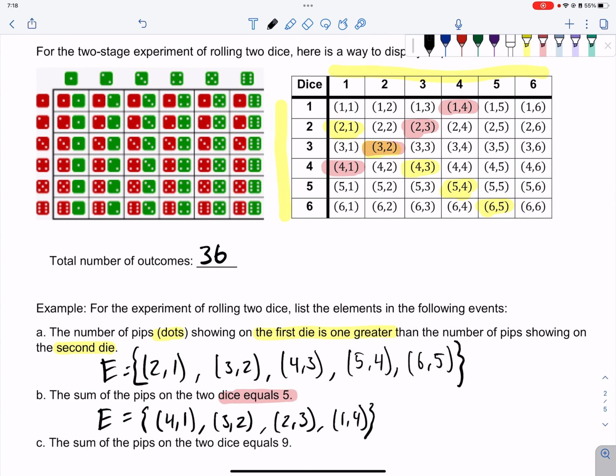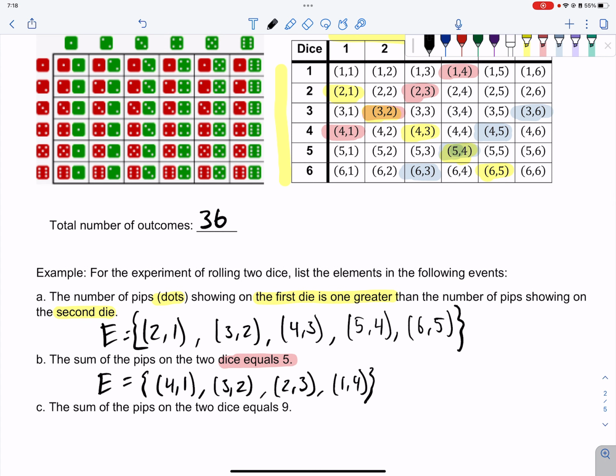And then lastly, all of the things in the event where the sum of the 2 dice equals 9, well, we find 6, 3. Those add together to give us 9. So if I now follow the diagonal, we have 5, 4, 4, 5, and 3, 6. So now those are the only 4 outcomes that will add up to 9 when rolling 2 dice. So this event has those 4 different outcomes.